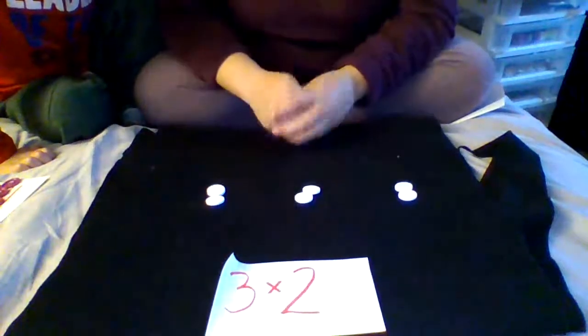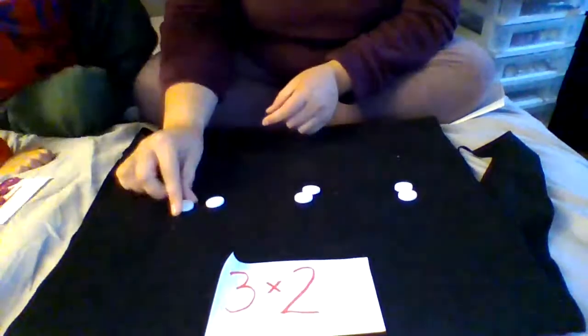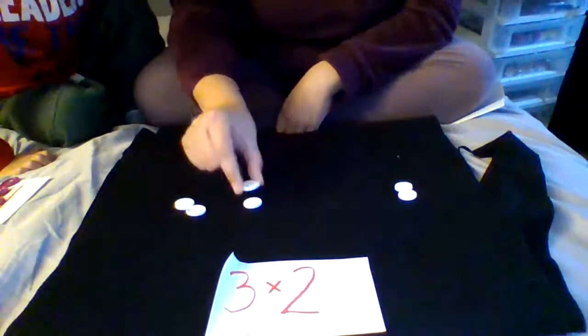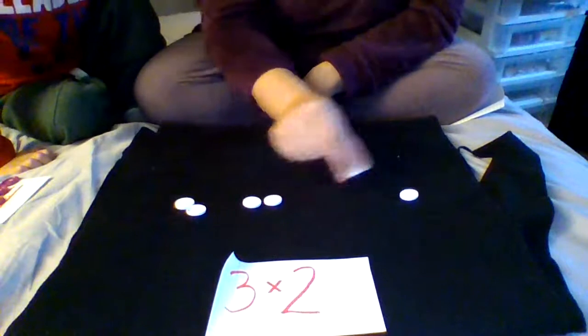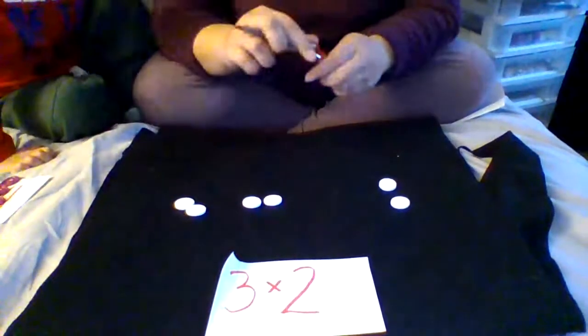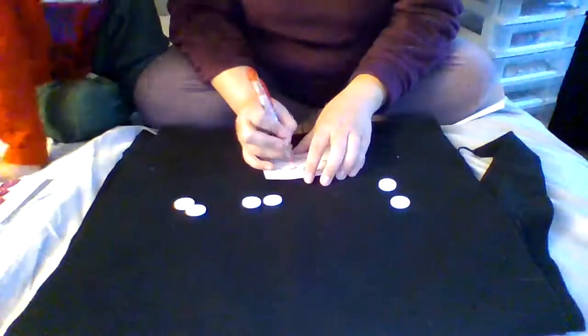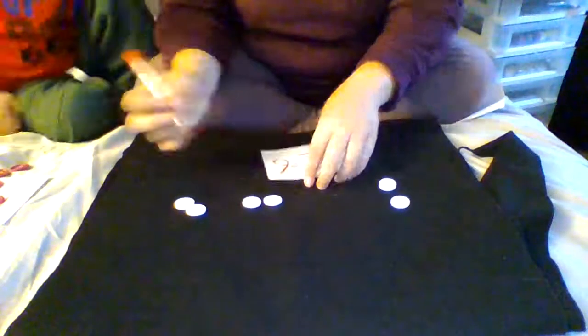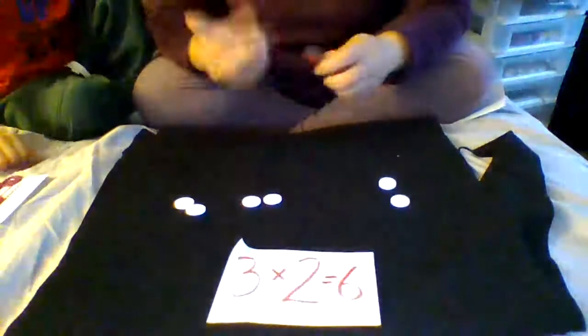Now let's count and see how many we have all together. Ready? 1, 2, 3, 4, 5, 6. So my answer to 3 times 2 is 6. Okay? All right, let's try our next one. I'm going to set those to the side.